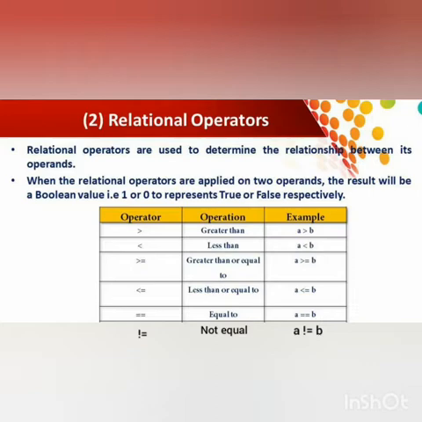Then the second example, A is lesser than B. 10 is lesser than 5. This is false. So it returns the value as 0. Likewise, it will check all the examples. So the operand A is compared with operand B and depending on the relation, the result will be either 1 or 0. The relational operators are binary operators because we have two operands and one operator.